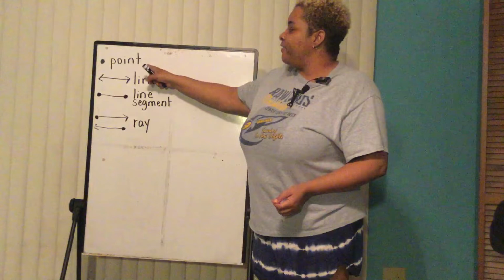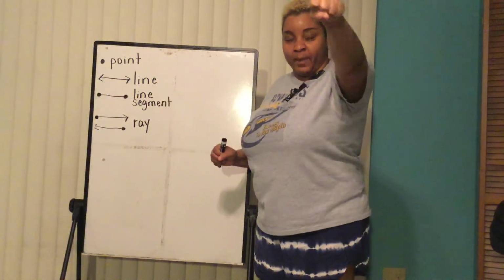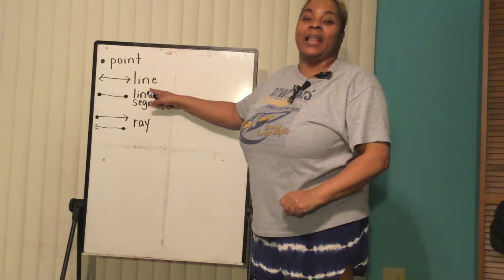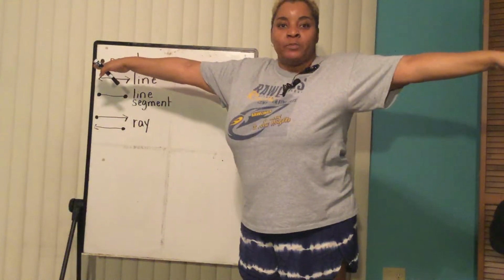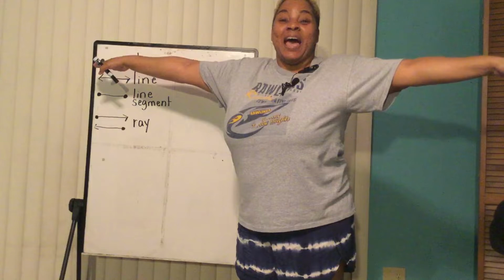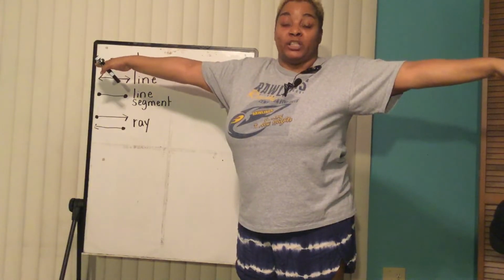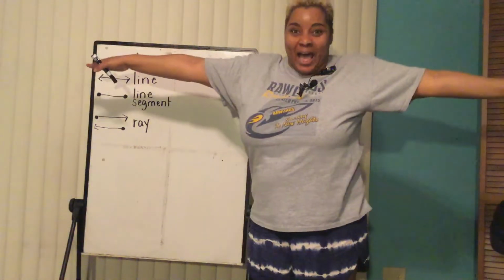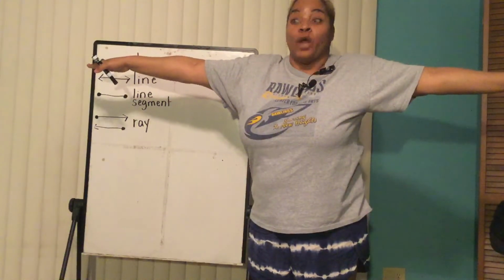So the first thing I have here is a point. Do that with me. Point. The next thing I have is a line. Line. And I stretch out my arms in both directions because lines keep going in both directions. So we've done a point. Do it with me, please. And a line. Keeps going in both directions.